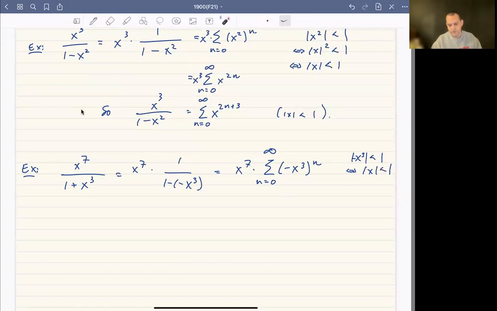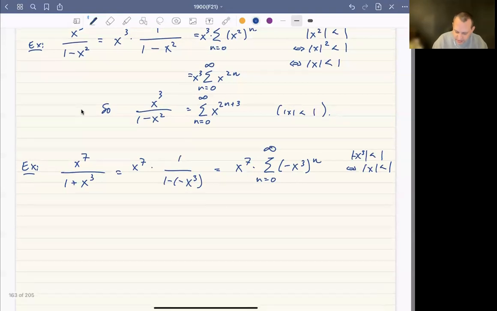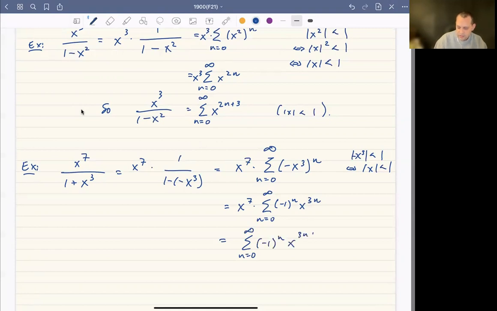Okay, basically the same reasoning as before, with the extra step that the absolute value kills that negative in front of the x cubed. Otherwise it's the same argument as above. And if we simplify this, this is going to end up being x to the 7th times the sum as n goes from 0 to infinity of negative 1 to the n times x to the 3n. And so that's the series from n equals 0 to infinity of negative 1 to the n x to the 3n plus 7. Okay, that's a power series representation for this function.